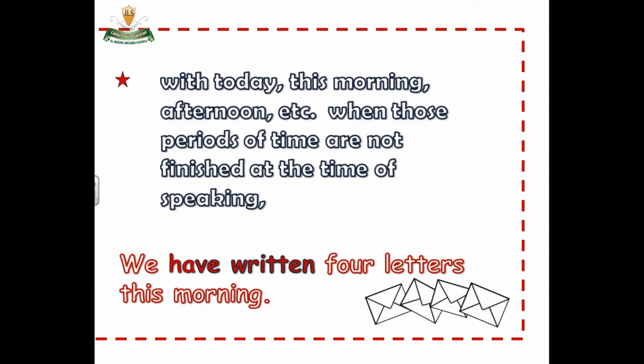So when I have this morning, this afternoon, today, I use the present perfect tense because I haven't finished it yet. When those periods of time are not finished at the time of speaking, I'm still writing it. I didn't finish it, so I use the present perfect tense again. So when I have today, this morning, this afternoon, at this time I will use have plus the past participle of the verb. That is the present perfect tense.